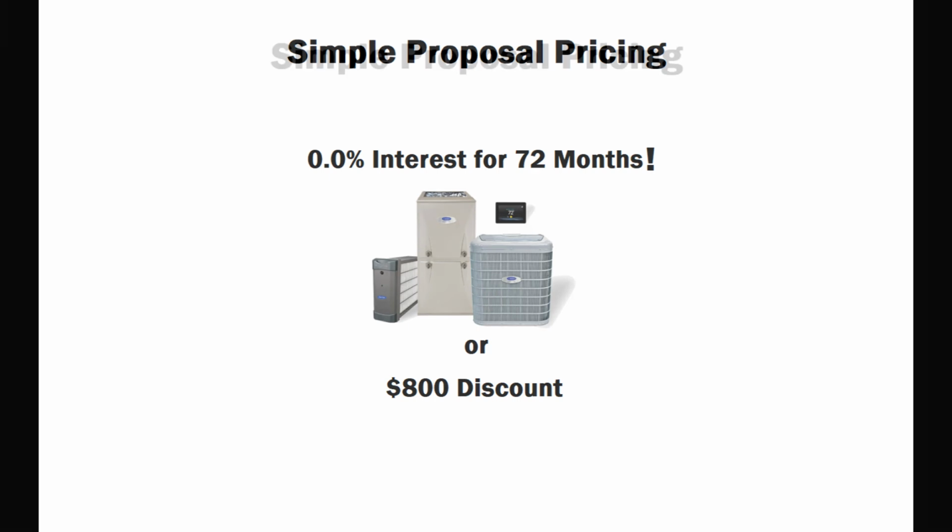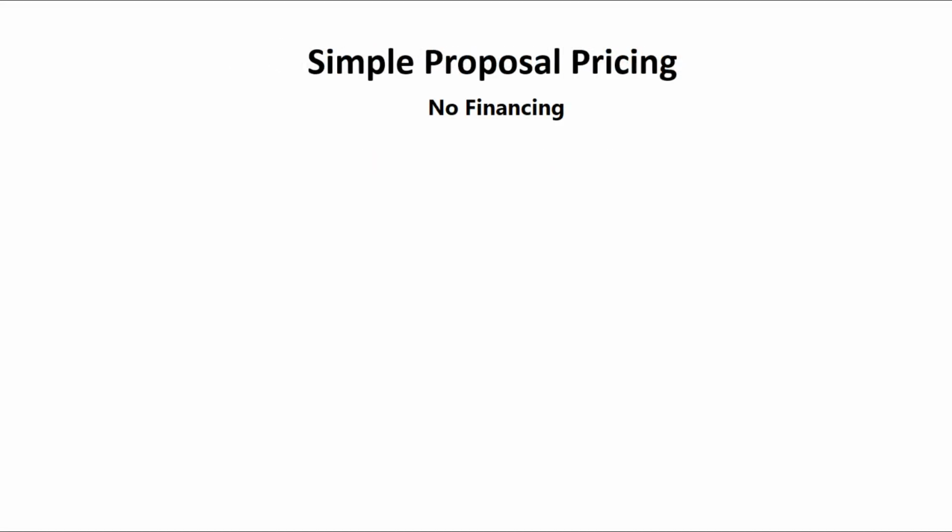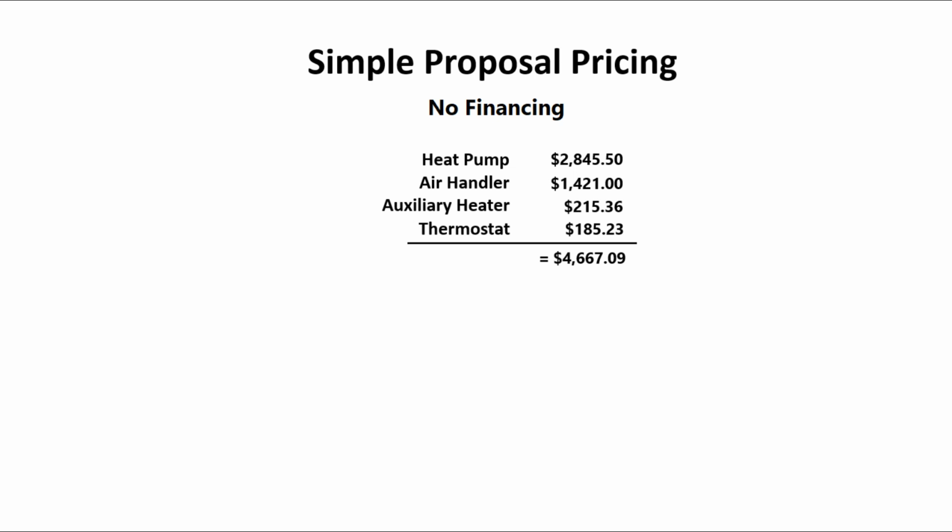We will now walk through pricing for a system when no financing is offered. First, equipment costs are totaled. In this example, we are pricing a heat pump system, so we have a heat pump, an air handler, an electric auxiliary heater, and a thermostat.